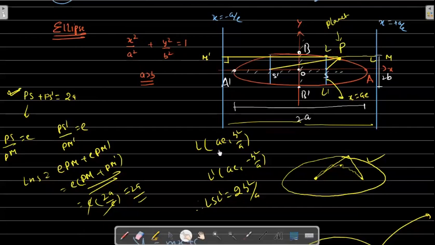It will come out to b comma b square by a, and this will be a comma minus b square by a. So what is the total length? 2b square by a. This is the length of the latus rectum, 2b square by a. And one more very important property here.